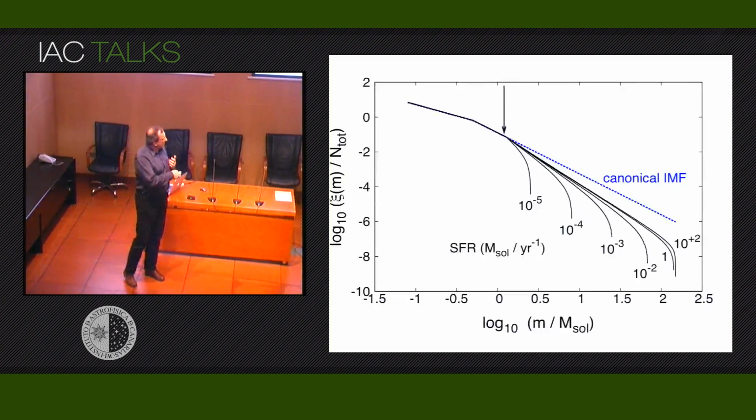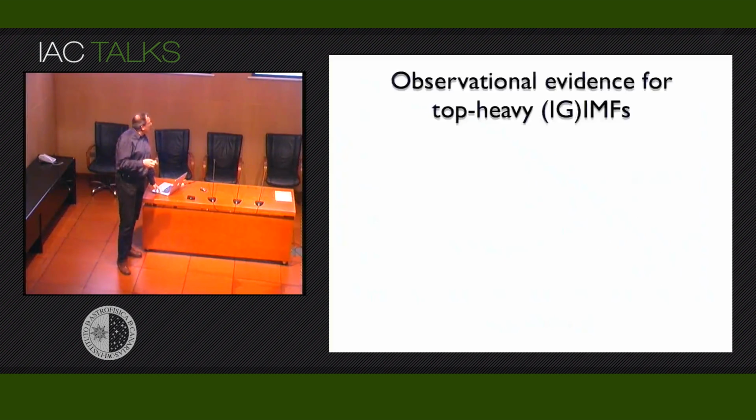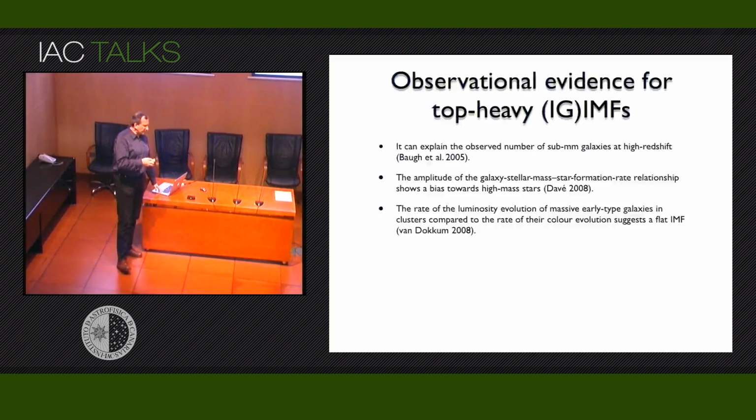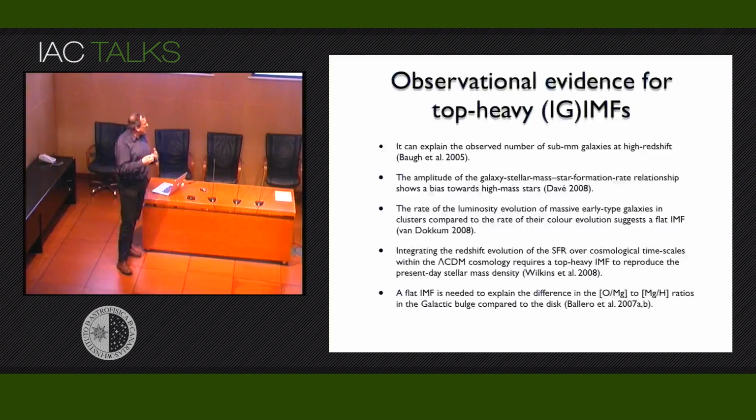Then just very recently, we looked at extreme star formation rates, because in our model we are always bottom heavy and produce fewer massive stars than in a normal IMF. But there have been claims for top-heavy IMFs, mostly extragalactic claims. High redshift work, for example the number of observed submillimeter galaxies. To explain the observed number, a top-heavy IMF would help. Then the relation between galaxy stellar mass and star formation rate shows a bias towards more massive stars.